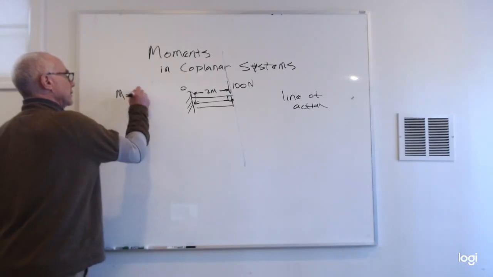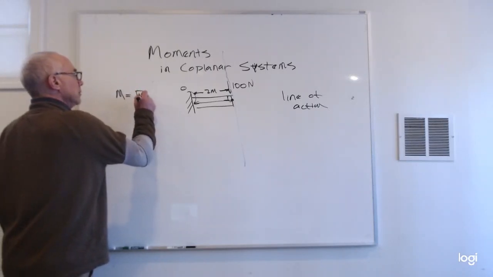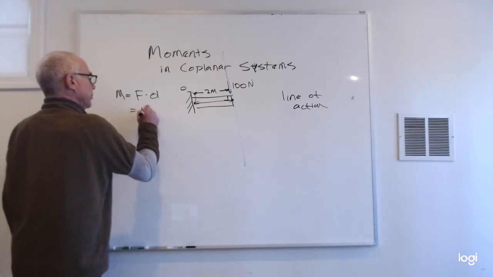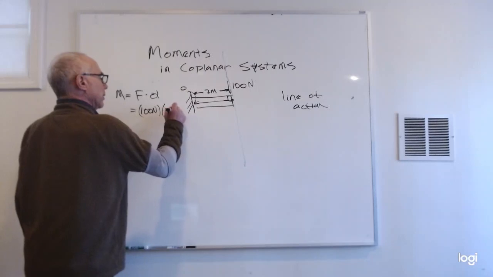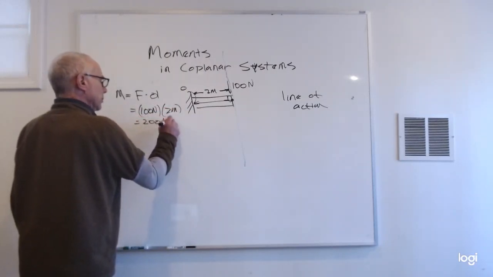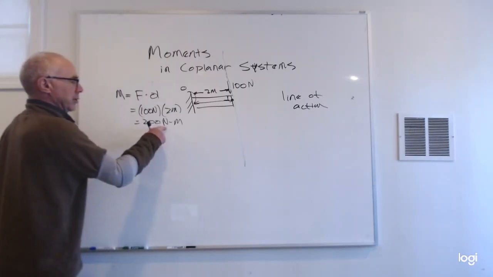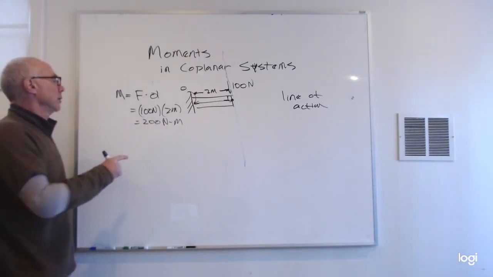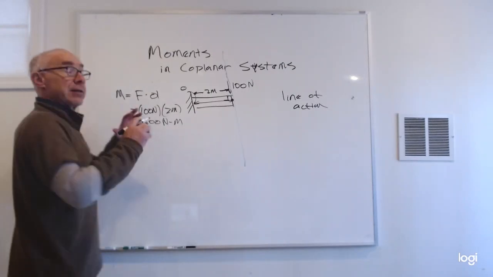equals the force times the perpendicular distance, which equals 100 newtons times 2 meters, equals 200 Newton meters. And that's how you write it: N-m, 200 Newton meters. Okay? And don't forget, it's a vector.